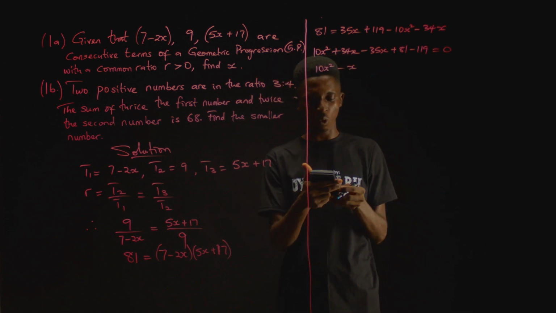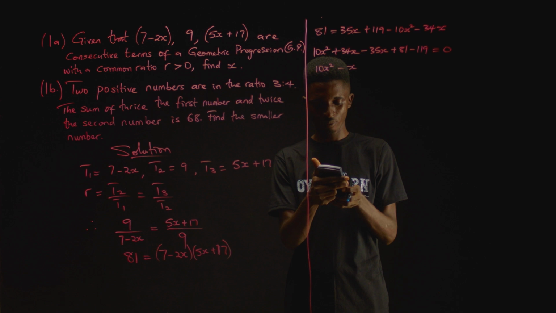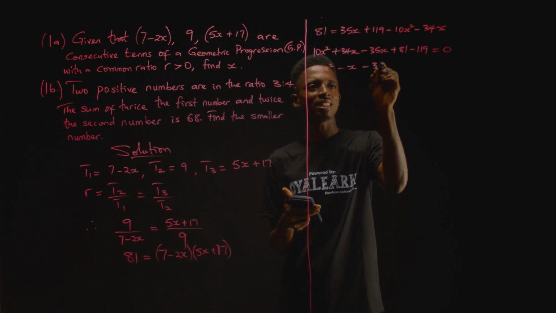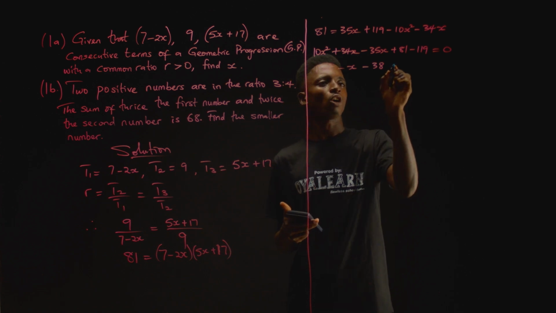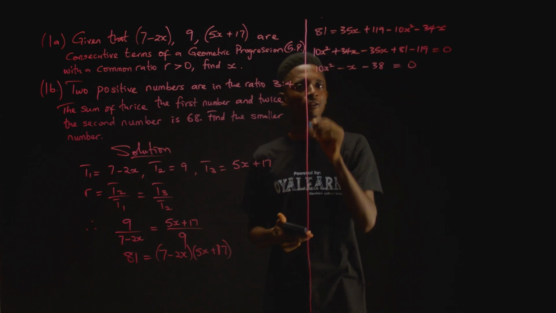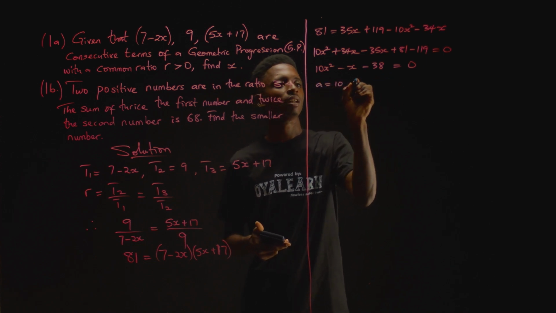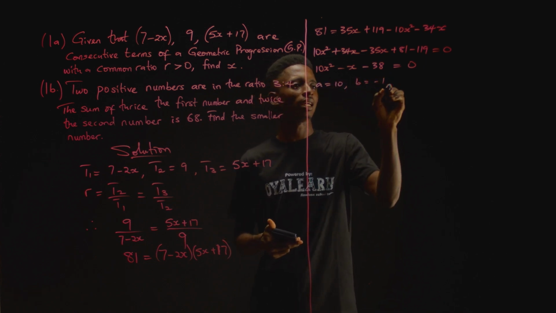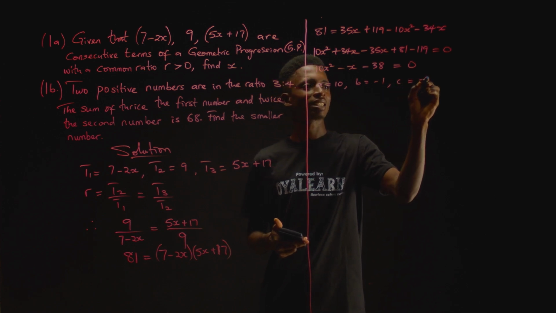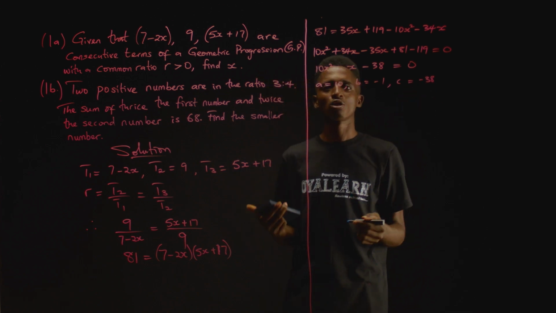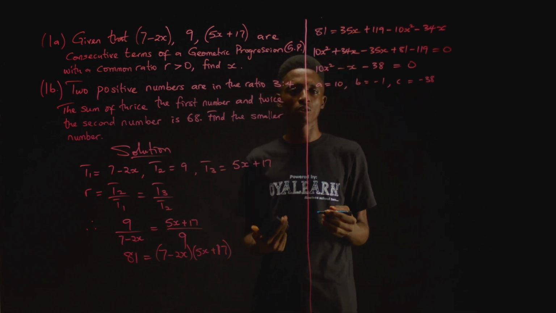Now when we say 81 minus 119, what we will have is minus 38. And all of this equals 0. Now from here we know that this is a quadratic where A is 10, B is minus 1, and C is minus 38. So since we already have this, let's solve for x using the quadratic equation formula.